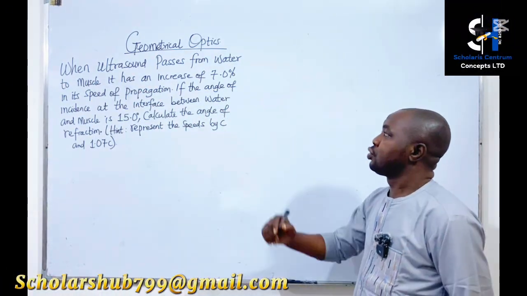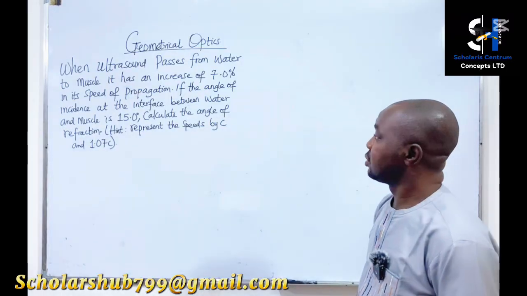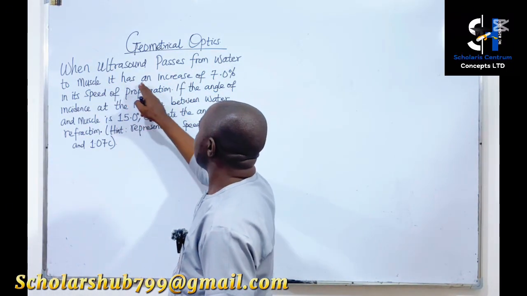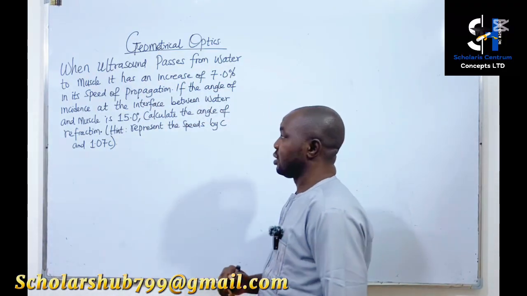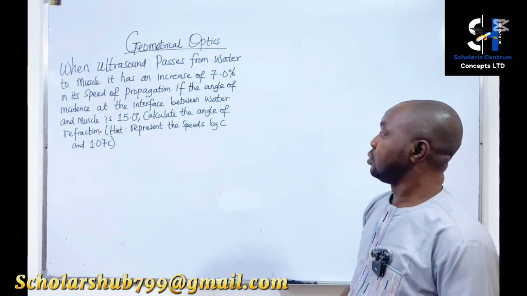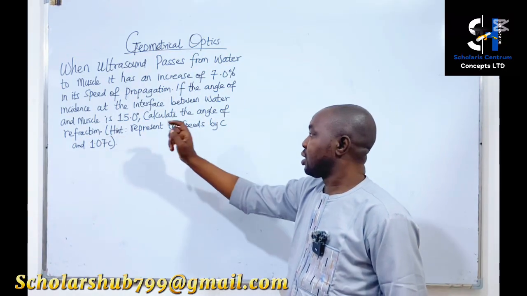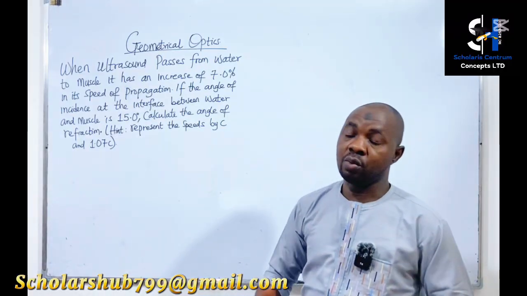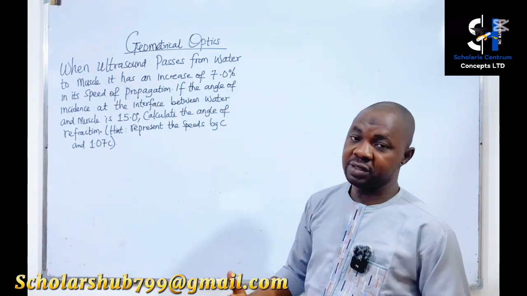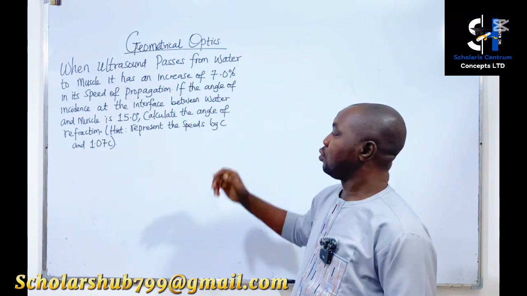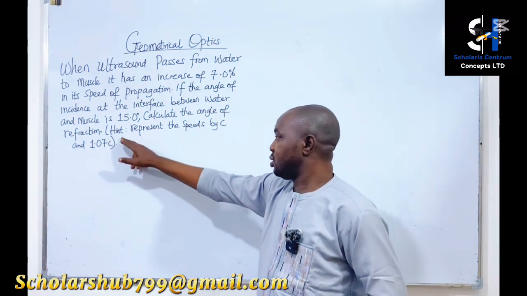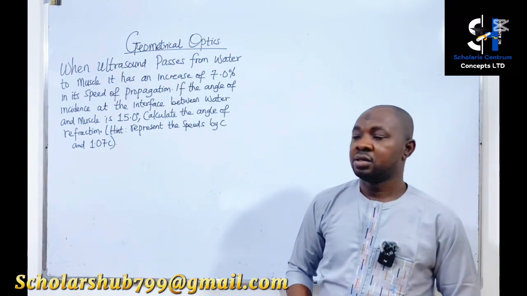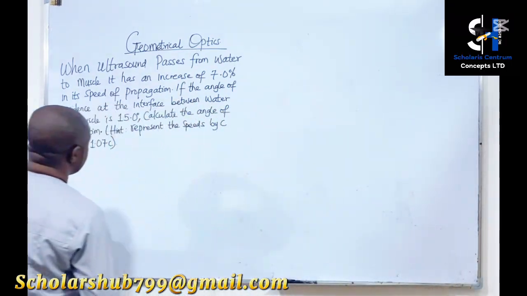Now let's look at this question on geometrical optics. When ultrasound passes from water to muscle, it has an increase of 7.0% in its speed of propagation. If the angle of incidence at the interface between water and muscle is 15.0 degrees, calculate the angle of refraction. Here is a hint: represent the speed by c and 1.07 c. All right, so this is how to calculate this question.